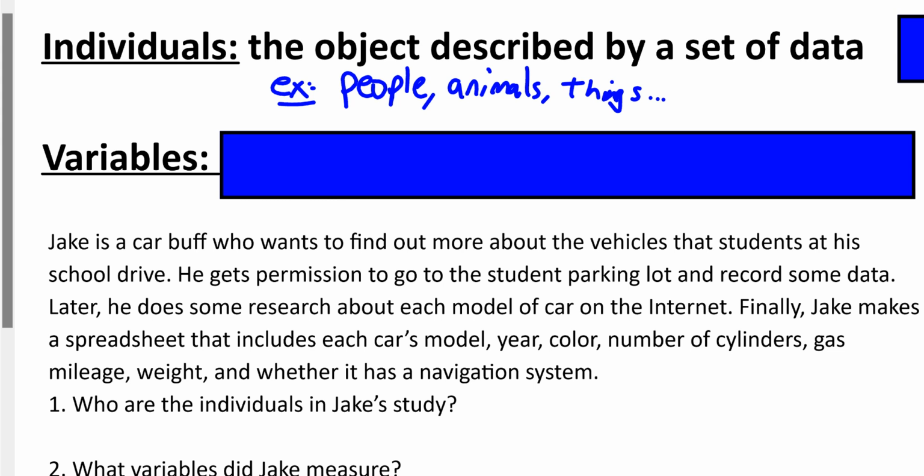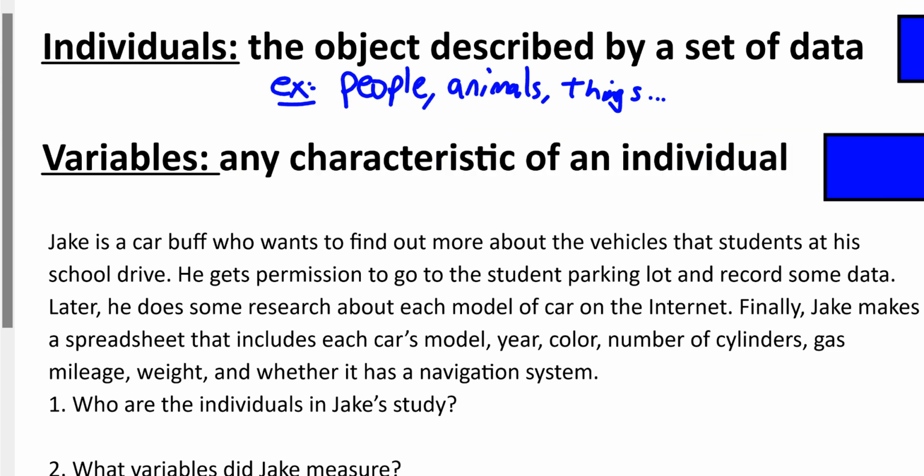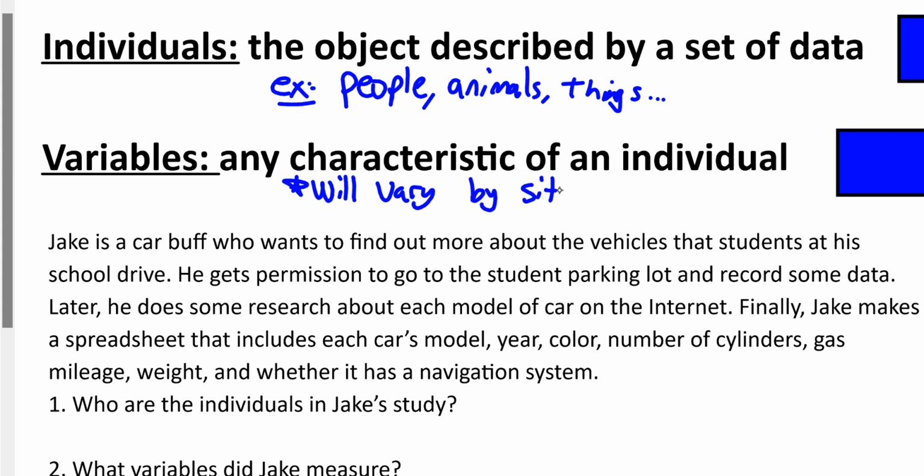The variables would be any characteristic of that individual, and it'll vary by thing, definitely depending on the situation. If it's people, it could be height, it could be hair color, it could be size, it could be favorite music. There's a lot of different things that it could be. It's just anything that takes on a characteristic that could change.